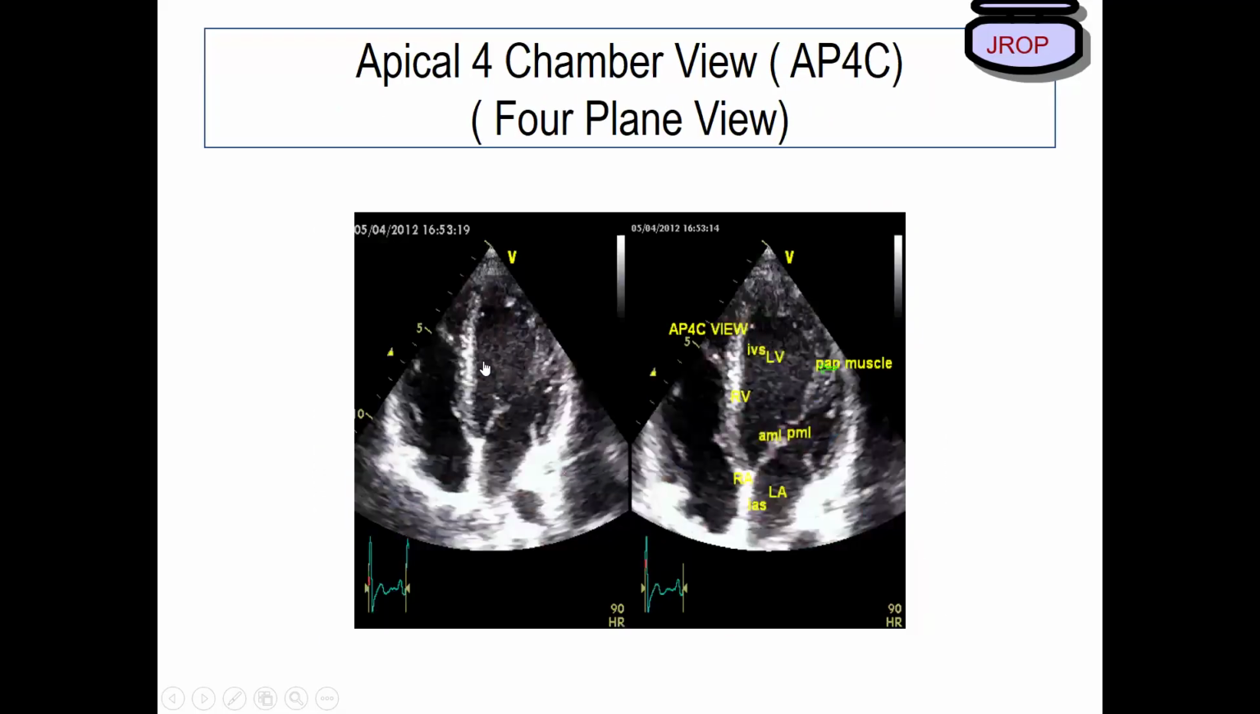Now, what is the other utility of these views? Look, we can calculate mitral stenosis gradients and diastolic function evaluations in this 4-chamber view. We can look at the diastolic function of RA. We can look at the tricuspid regurgitation jet in this particular window.